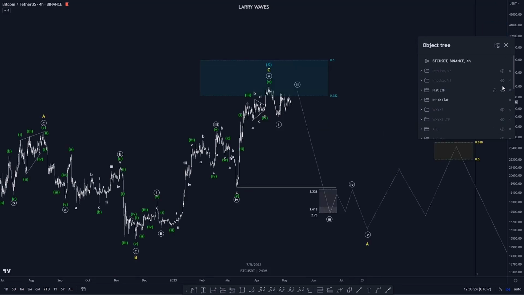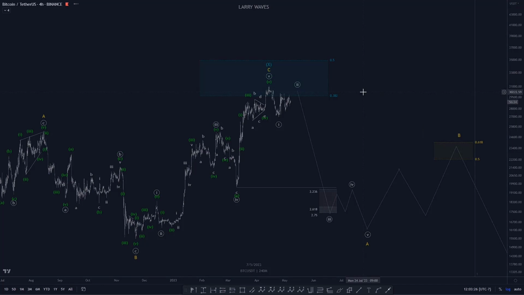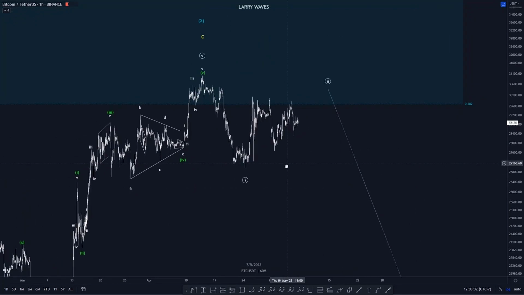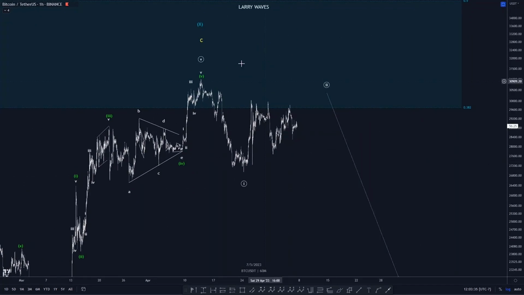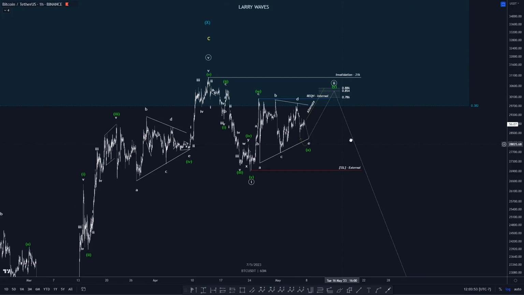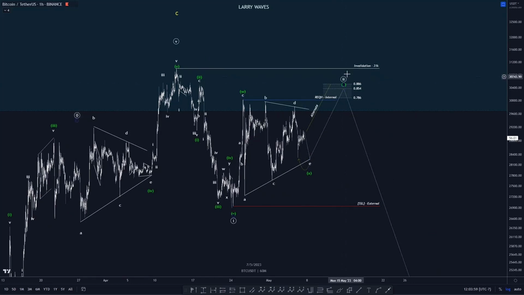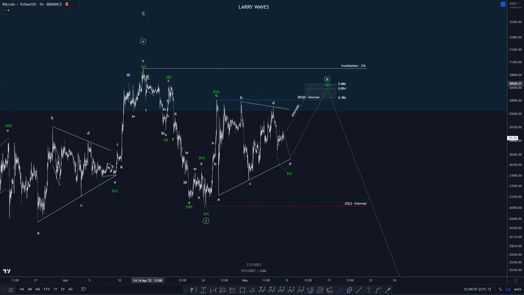So jumping down to the lower time frame, let's take a look at the first count I have going, the main count that we've been monitoring. We don't have to put too much weight behind the flats and the ABC, because regardless, we're expecting an impulse out of both of them. So we can fit this impulse into both of those scenarios quite well. The first way I'm viewing this is where we have not completed this move up yet.